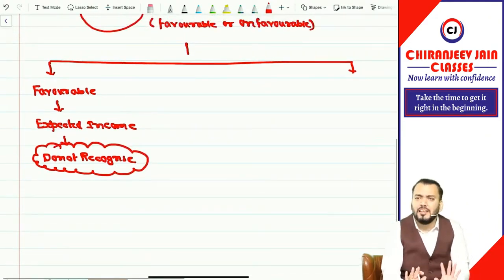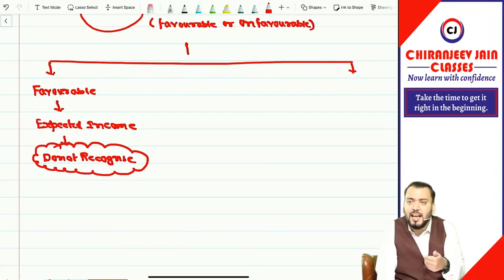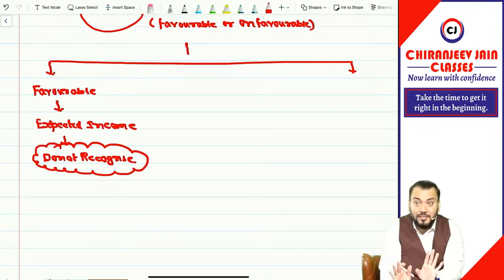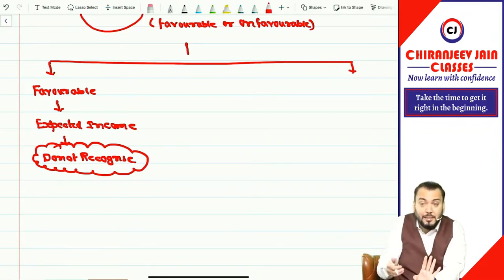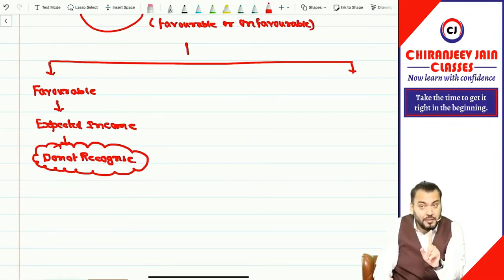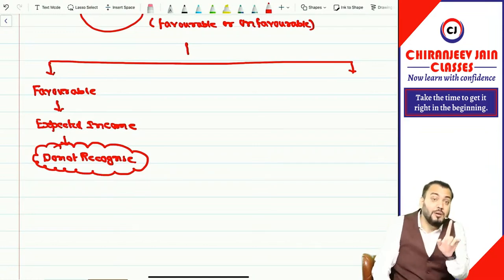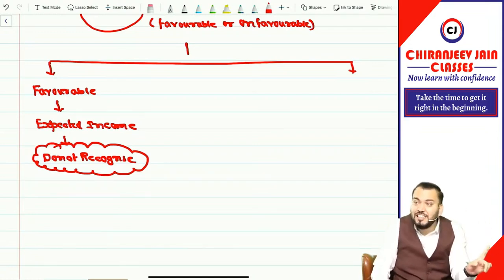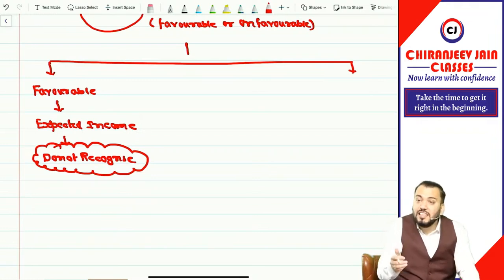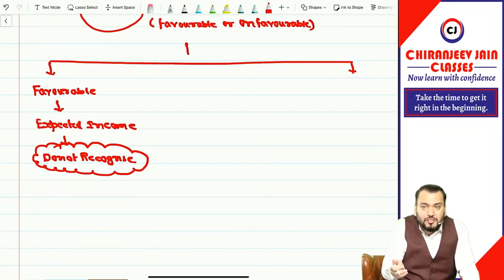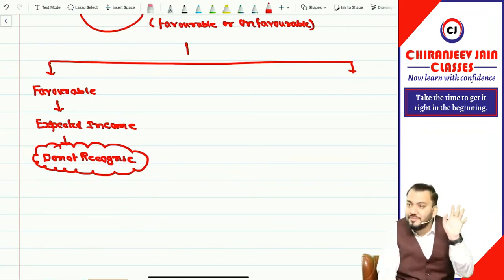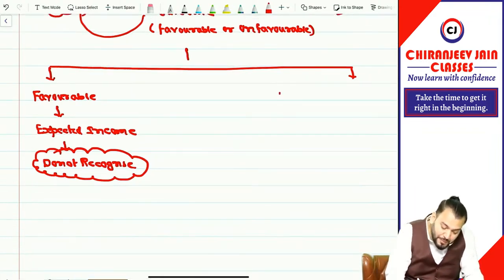Correct. So favorable, can you say any favorable situation as per conservatism, whatever you have done in CA Inter till now? Right now I have not come to CA Final. I have not started Ind AS 37. I am discussing whatever you have done in CA Inter. So any favorable situation, meaning any outcome which results in a favorable situation arising from a past event, do not recognize, ignore it from the accounting point of view.